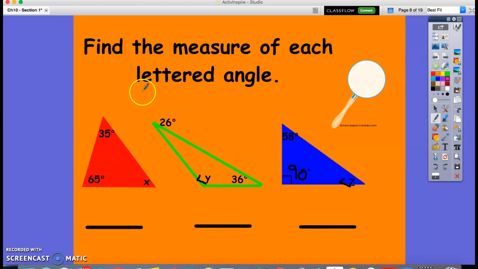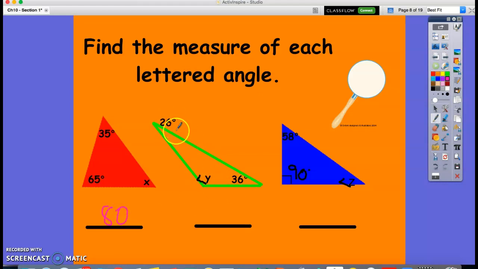So if you're given two angles, you can find the third angle, right? 35 plus 65 is... you pause the video and try to find the unknown value. So you should get 100, so this is what x should be: 80, right?